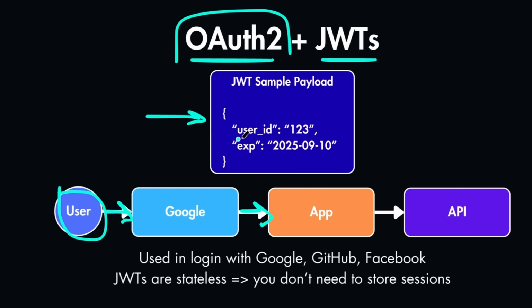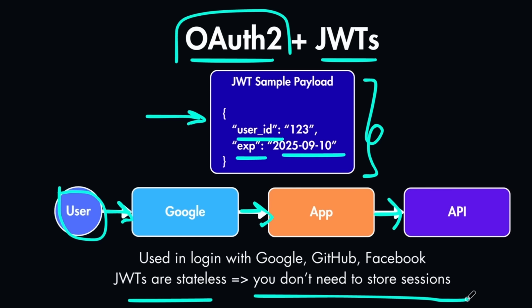Usually they send you the user ID or the email, the username and more stuff, and also the expiration date for these JWT tokens. This is a signed object which then you pass from your app to the API, and then your API will authenticate based on this information. JWTs are also stateless, similar to bearer tokens, which means that you don't need to store sessions between the requests, and each request can be executed separately.